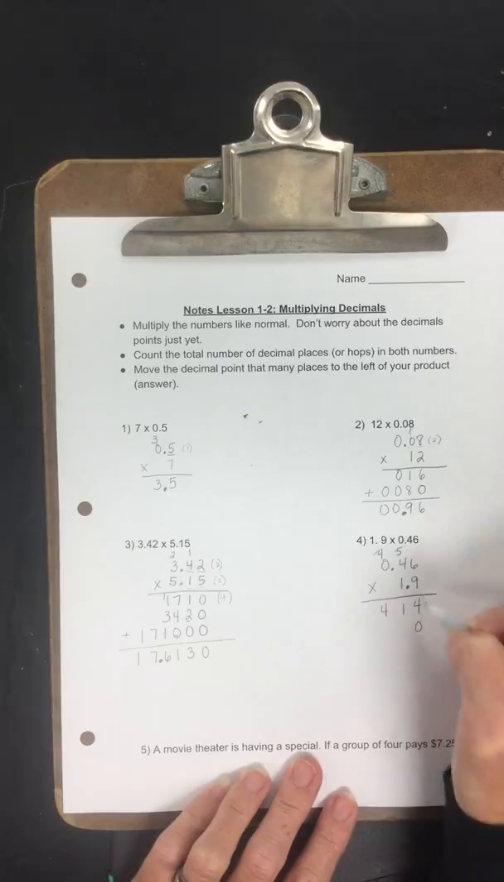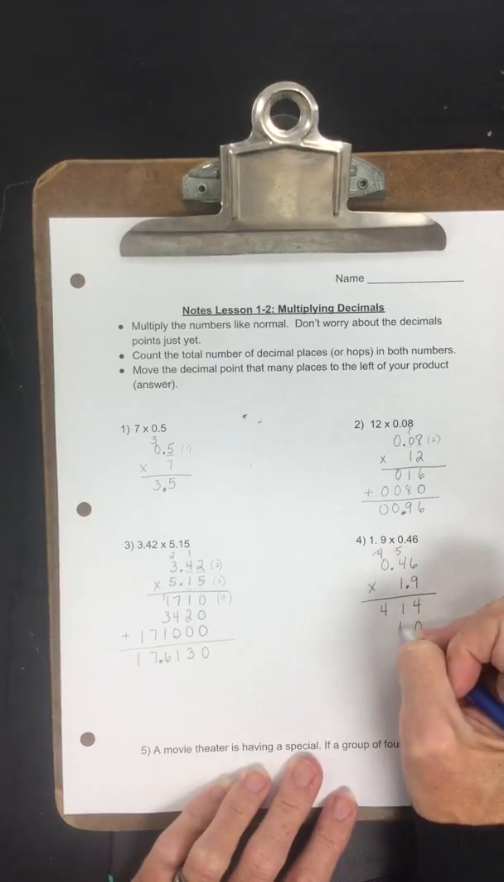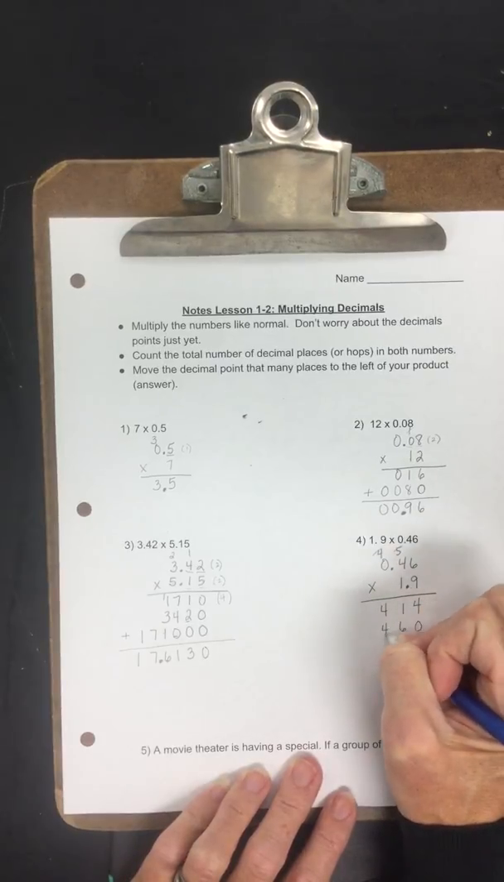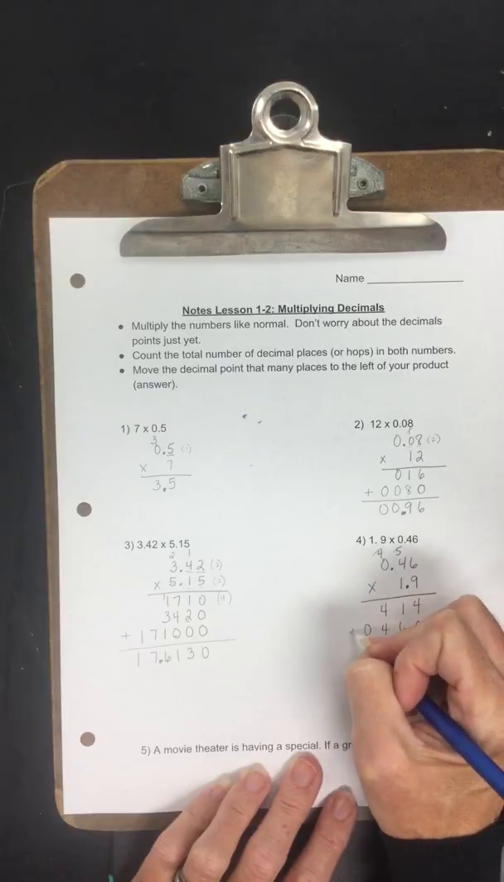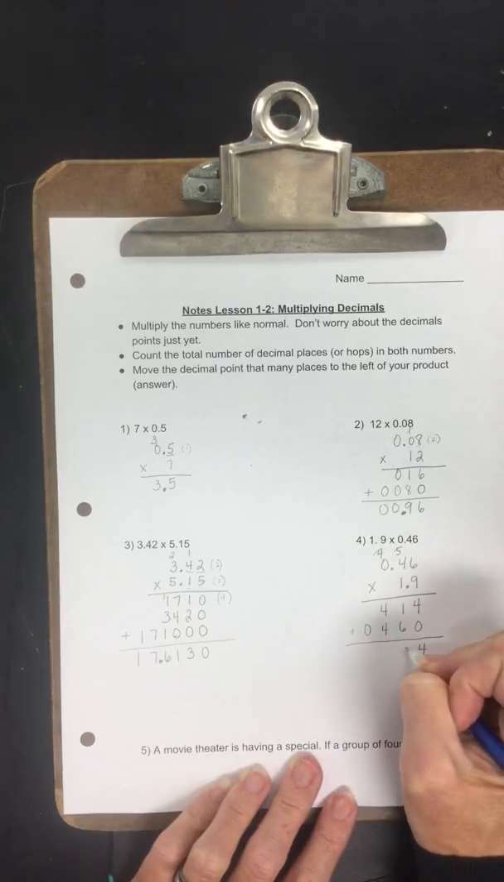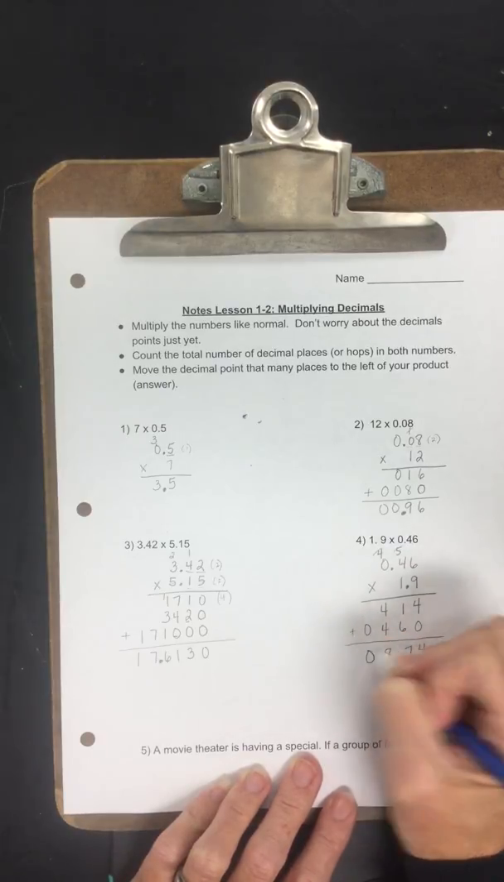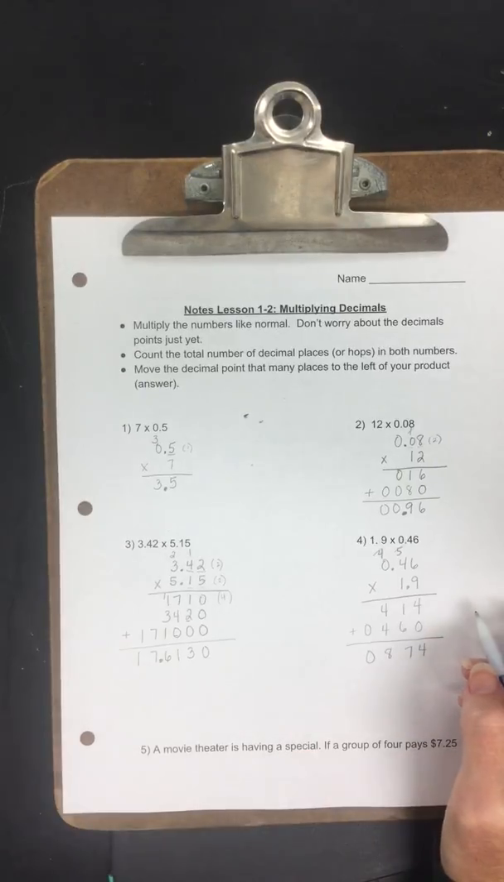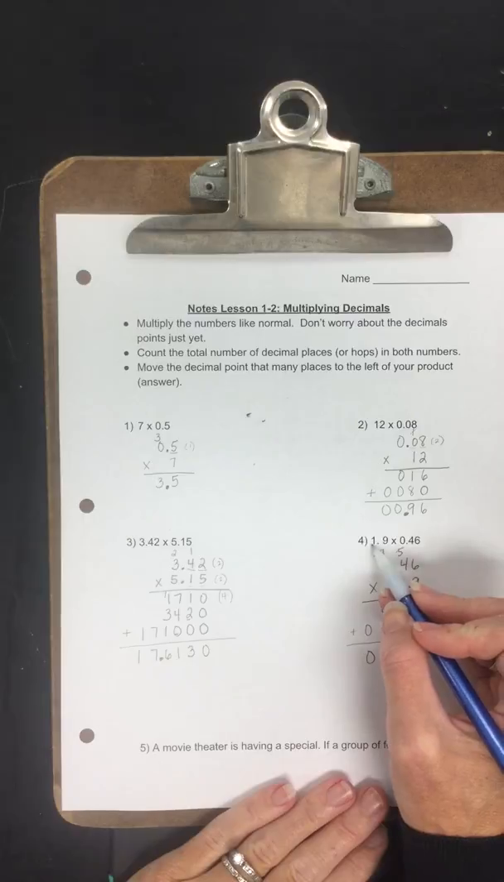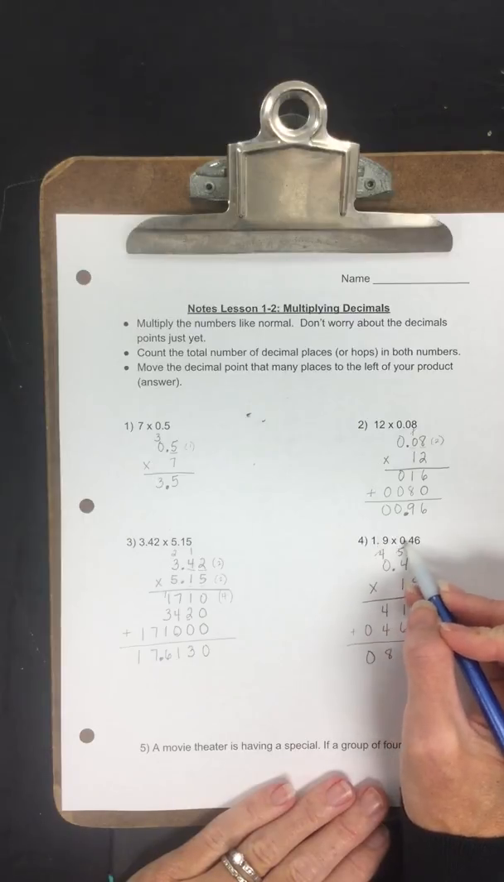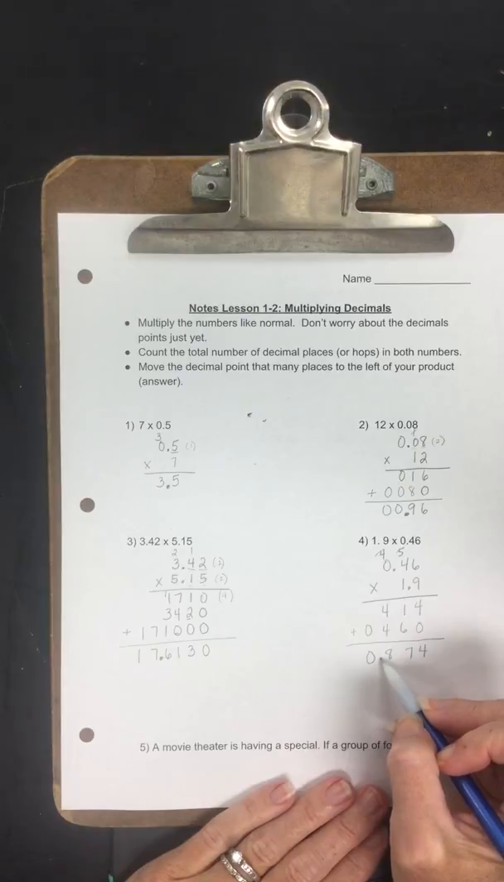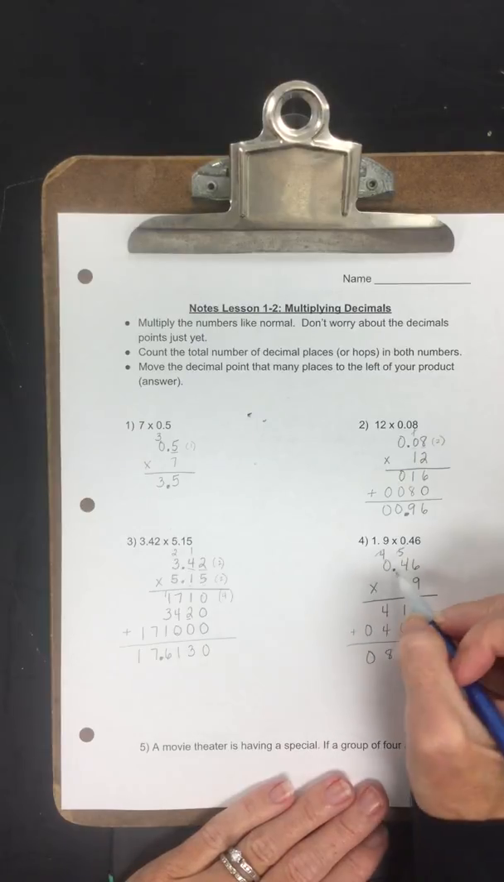So I'm going to put a 0 for a placeholder. 1 times 6 is 6, 1 times 4 is 4, and 1 times 0 is 0. Add. And now I need to place my decimal point. Okay, if I estimate first, 1.9 is about 2, and this is 0, so 2 times 0 is 0. My decimal point is probably going to be about right here, close to 0.